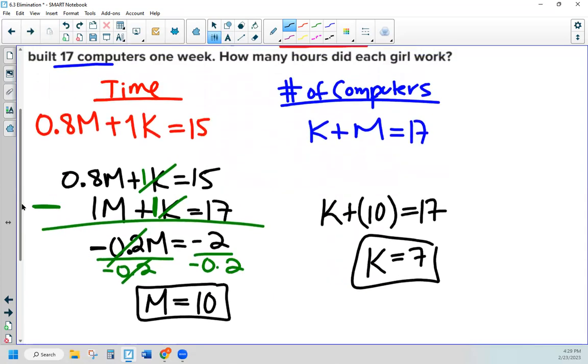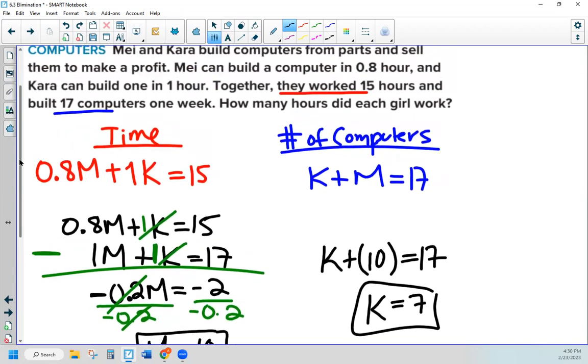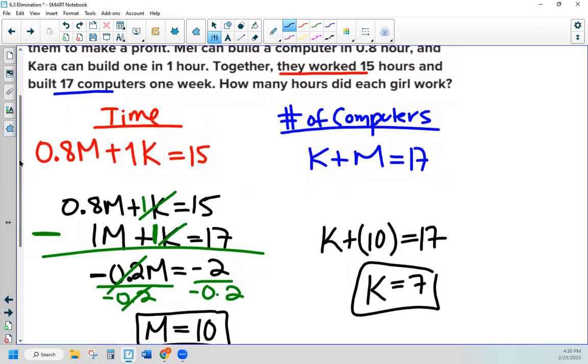Now, how exactly is this supposed to be taken and interpreted, right? Well, what we found right now is the variables that will satisfy both of our equations. Now, all you've got to do is plug them into the blue one or the red one to determine what it is that you want to talk about. If you want to talk about how many computers they each made, just plug in those numbers, which is very simple. It's very cut and dry. k is 7, so Kara built 7 and May built 10.